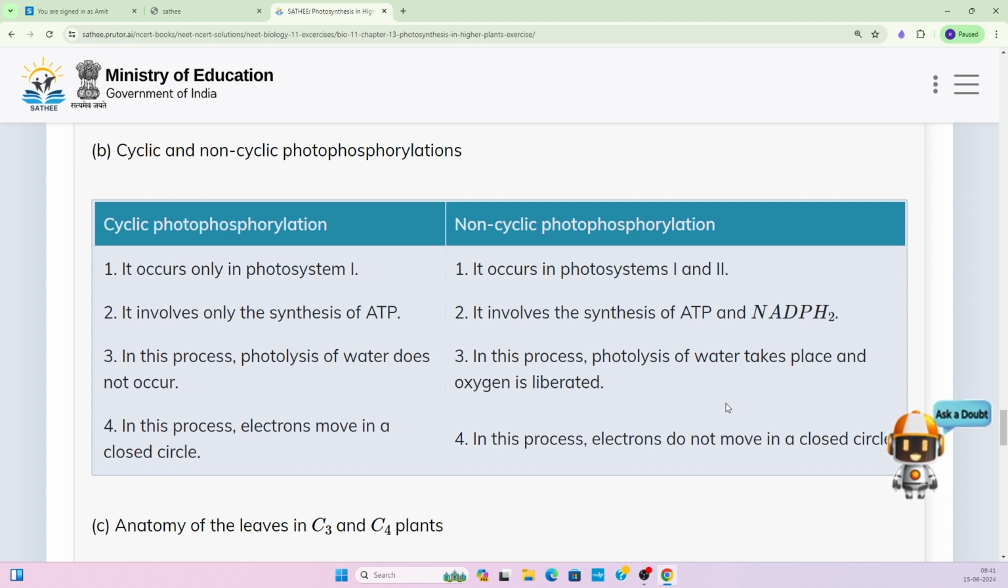Next difference, in this process, electrons move in a closed circle. Here the electron is moving cyclically, right? So it is moving in a closed circle in cyclic photophosphorylation. Whereas in the case of non-cyclic photophosphorylation, in this process, electrons do not move in a circular form.